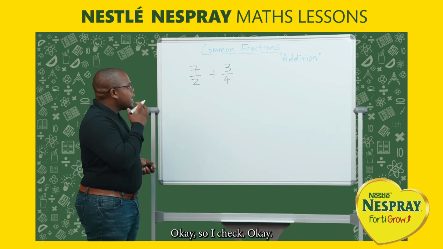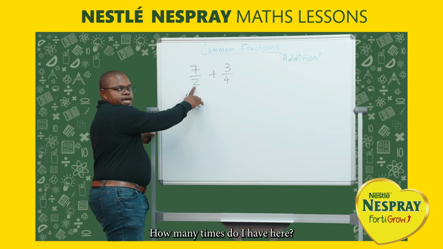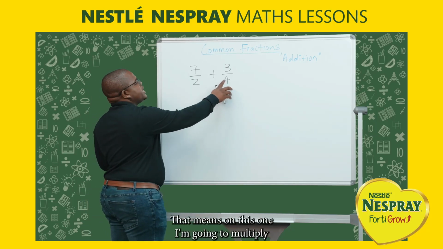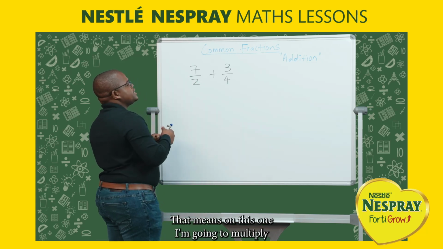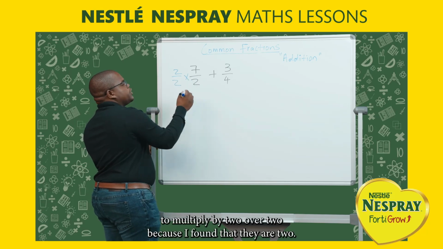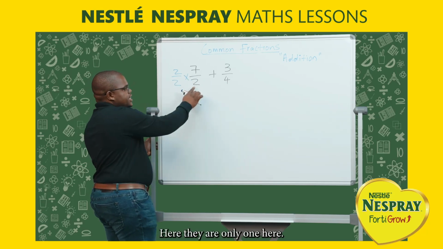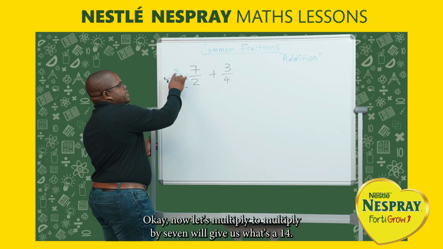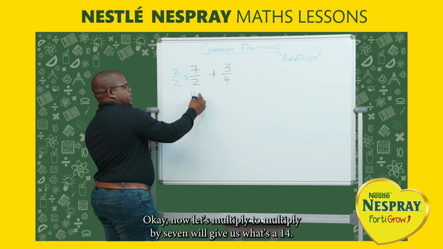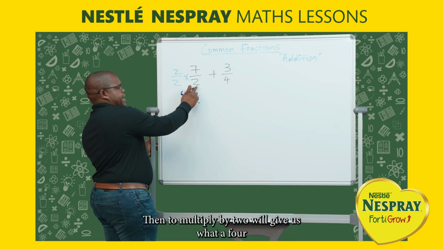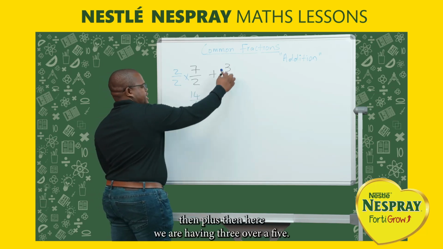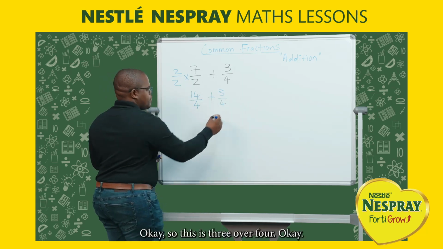So I check. Okay, how many 2's do I have here? It's only 1. How many 2's do I have here? There are only 2. That means on this one, I'm going to multiply by 2 over 2 because I found that there are 2 here, there is only 1 here, okay? Now let's multiply. 2 multiplied by 7 will give us a what? A 14, okay? Then 2 multiplied by 2 will give us a what? A 4. Then plus, then here we are having 3 over 4, okay?